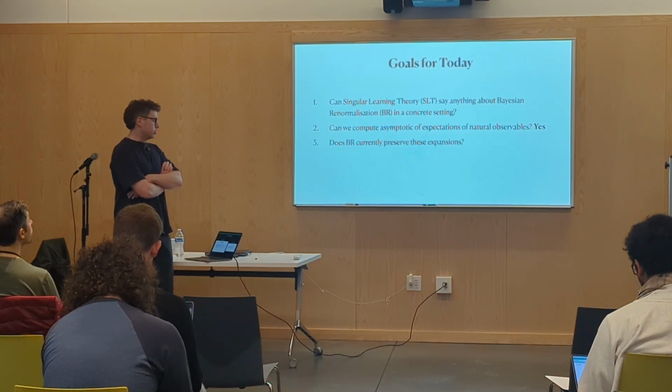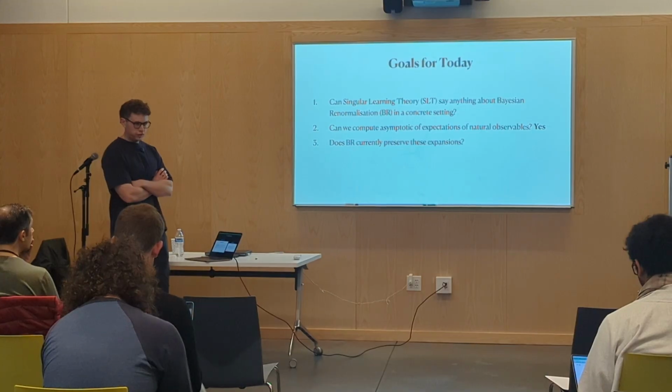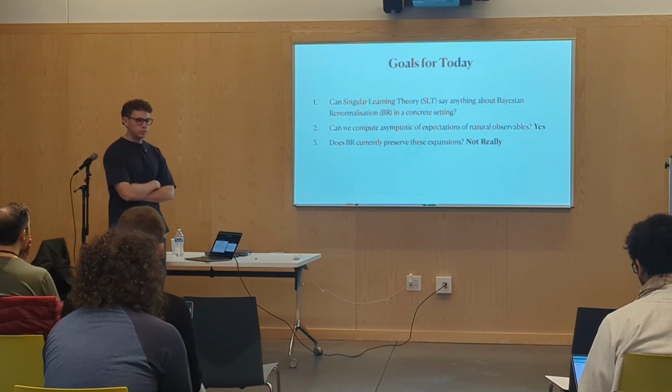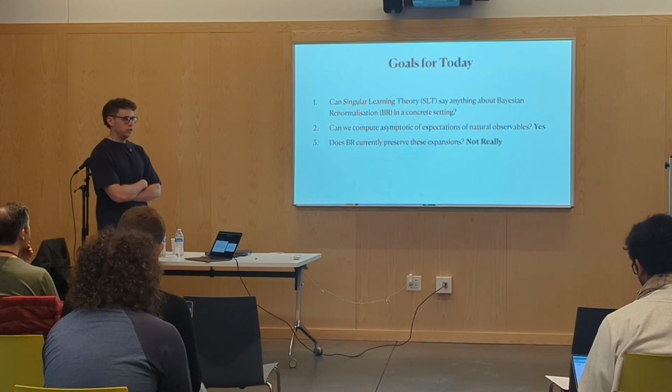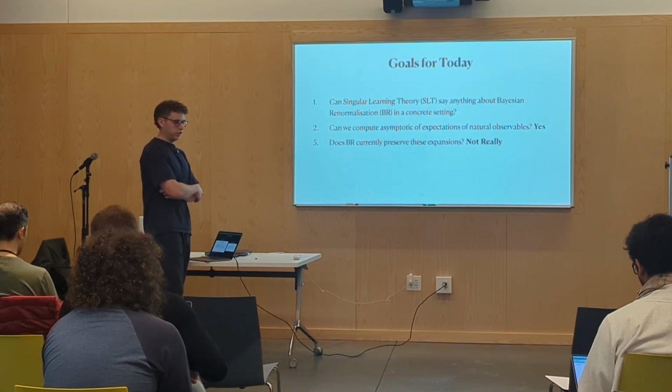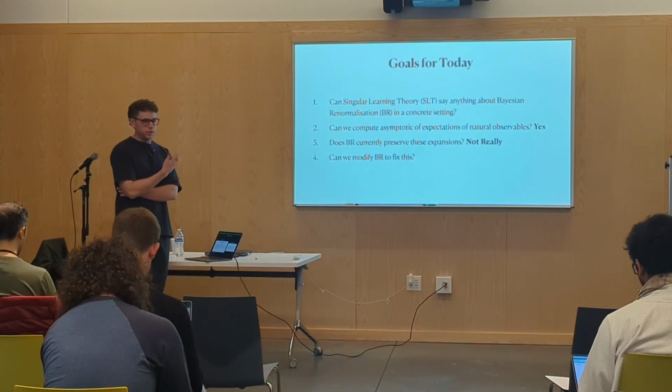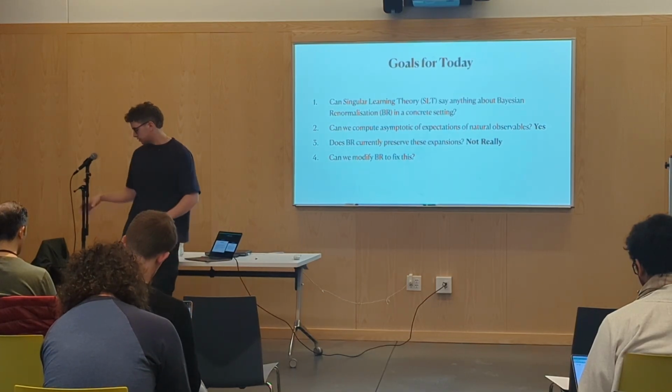Now, does Bayesian renormalisation as it currently exists preserve these expansions? The answer is not really. Some to leading order, but a lot of the observables you would want to be preserved seem to not be. And then the real question is, can we make some changes to try to address this problem?